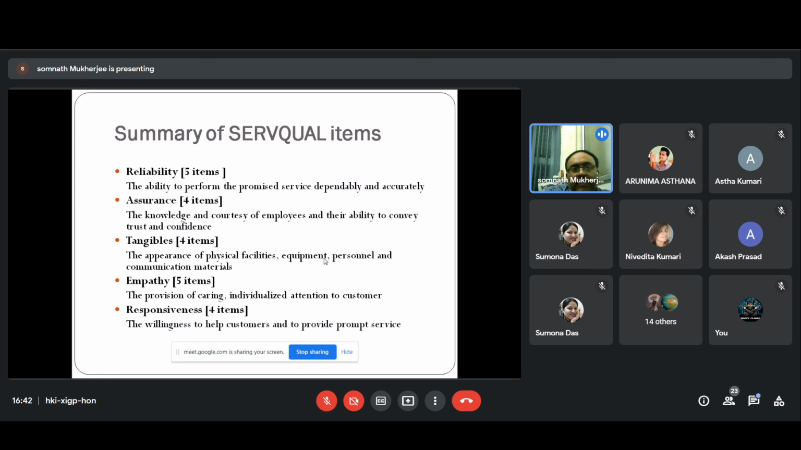Reliability, can I rely on them? They did not miss out on sending this letter to you. Fine. The courtesy of the employees. So these are the dimensions that have been identified. And these dimensions are the composites of service quality as was forwarded by Parasuraman, Zeithaml and Berry.